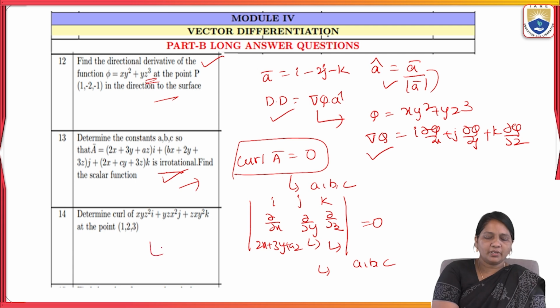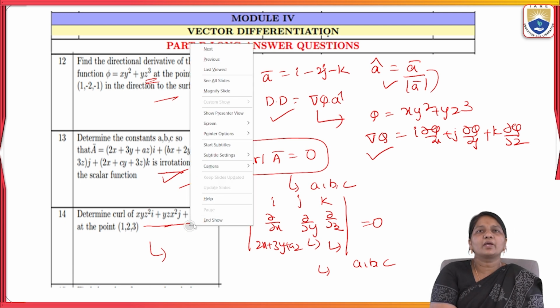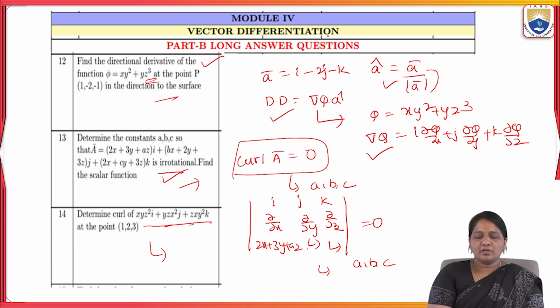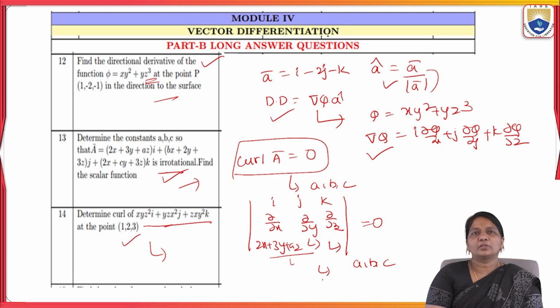So here, determine the curl of this function. In the same way, here we can use the det product for the xy square, xyz square, and yz x square, and zxy square we can write here, and in place of del, dou by dou x, dou by dou y, and dou by dou z at the point (1, 2, 3).